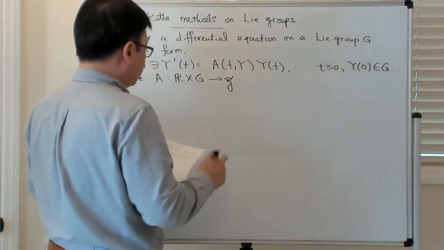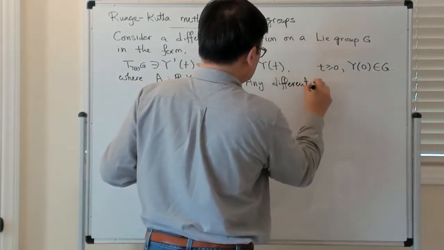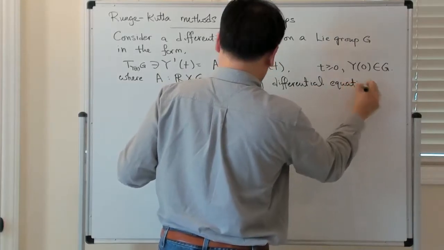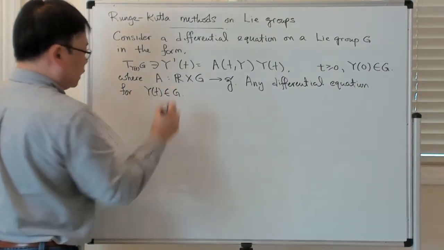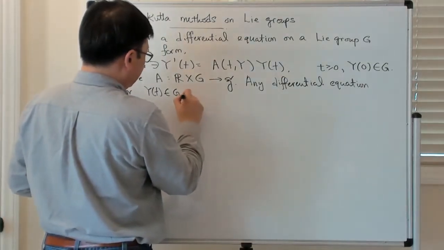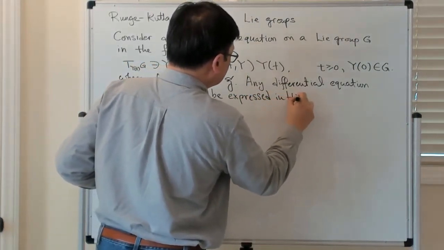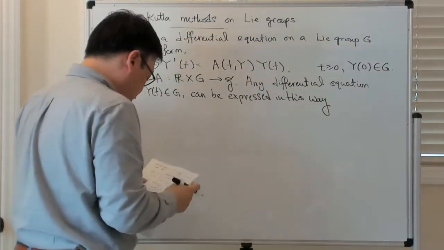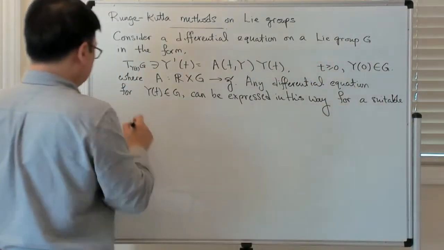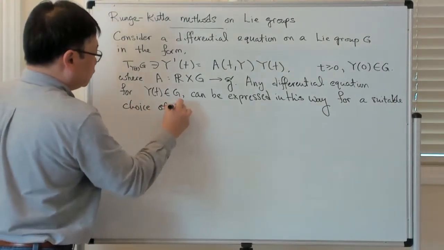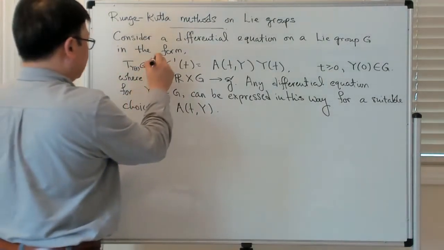Okay. So the remark is that any differential equation that evolves for y of t in G can be expressed in this way, for a suitable choice of A. So you're not really losing anything by considering a differential equation, again, of this form here.